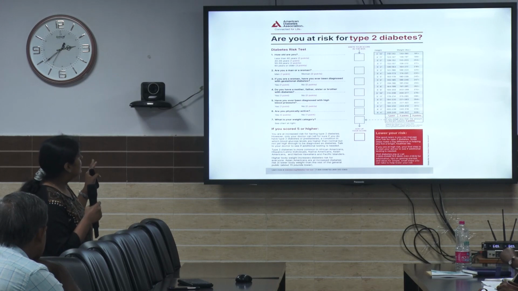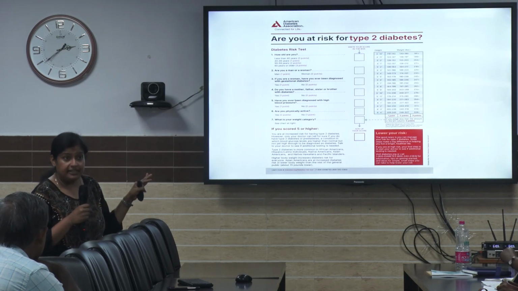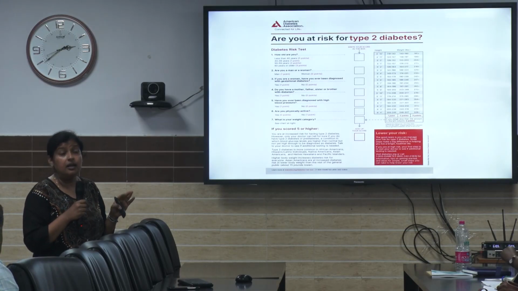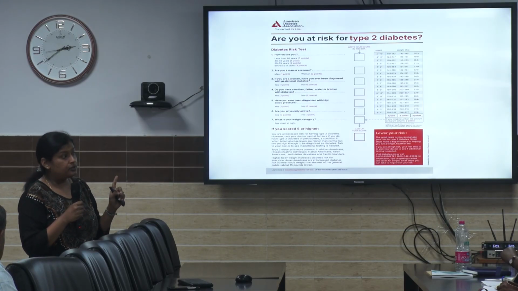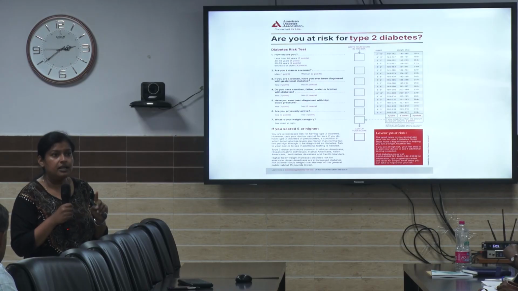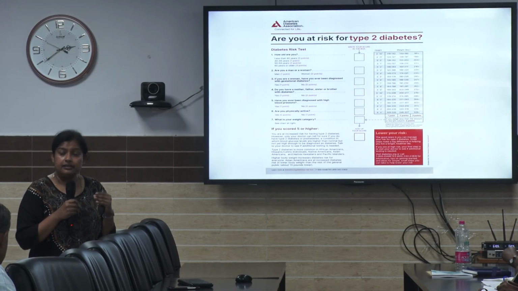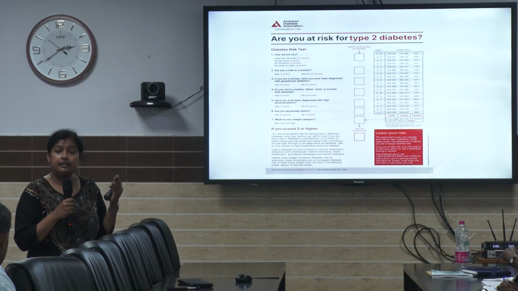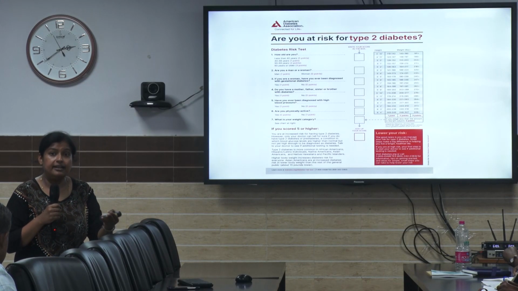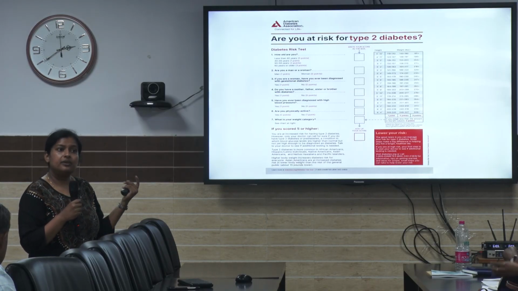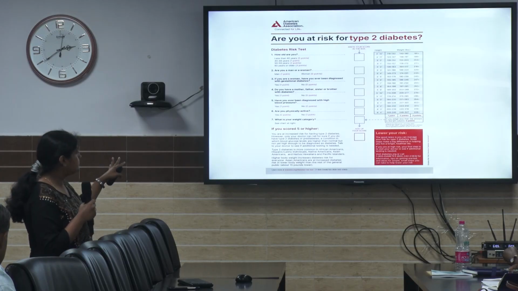Then, if parents have diabetes, that is, first degree relatives. It is not for type 1 diabetes, because type 1 is an autoimmune condition; we need not inherit it. But with type 2 disease, there is a concordance: if father and mother are diabetic, there is very well a chance that the child will develop diabetes, probably a bit earlier than the parents. That is why it is important to answer this question.